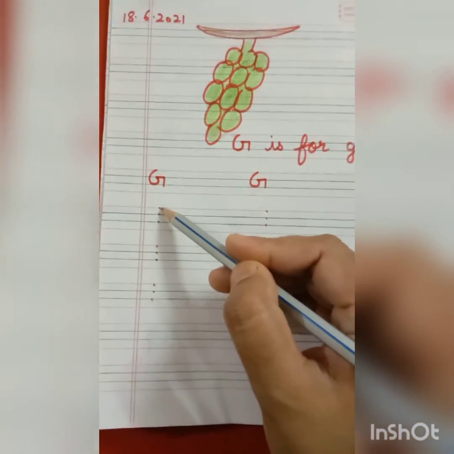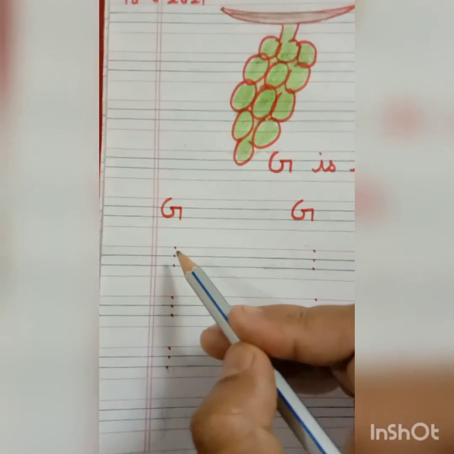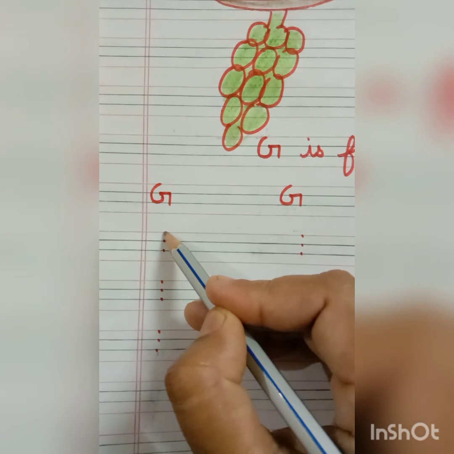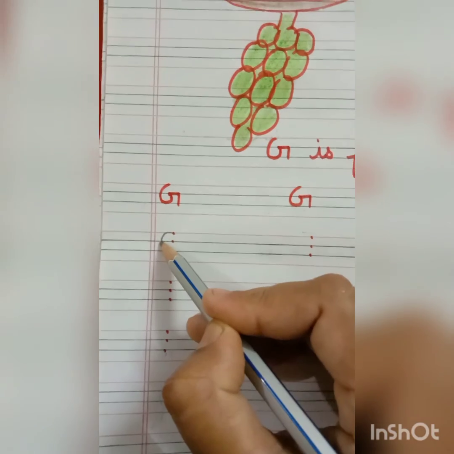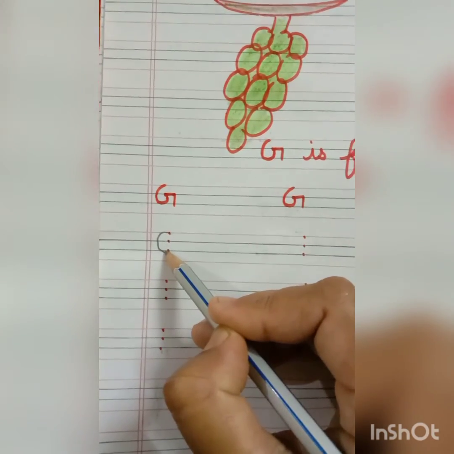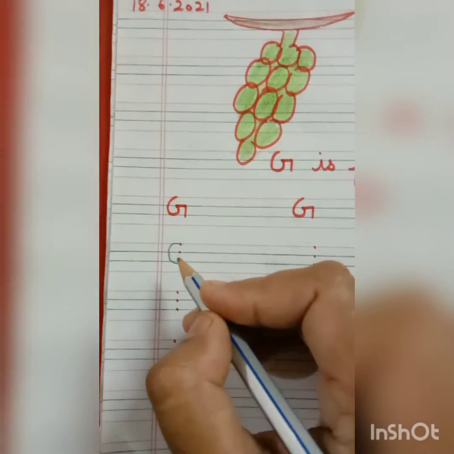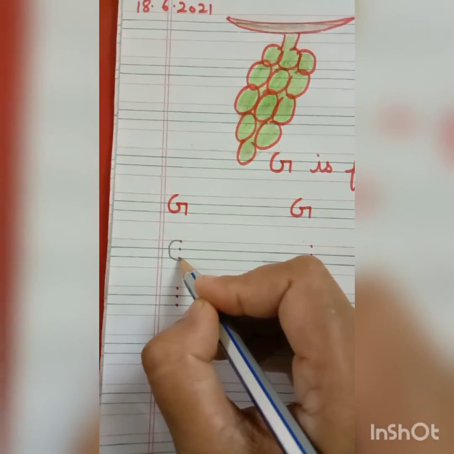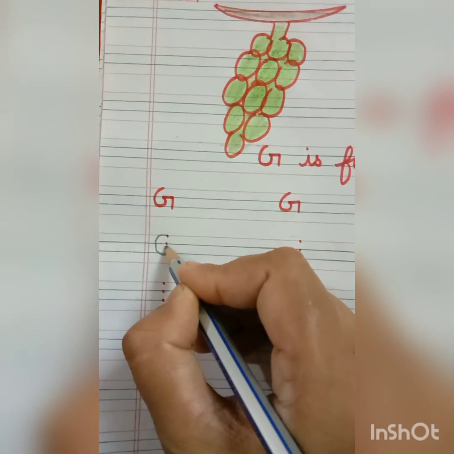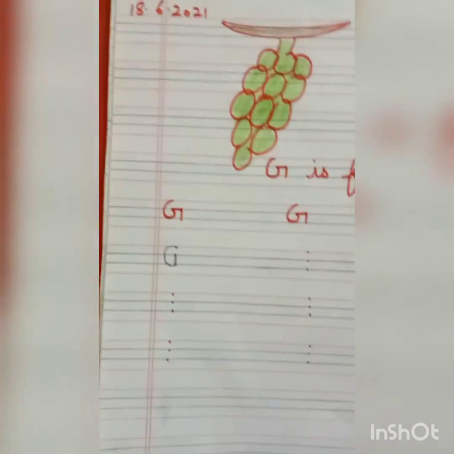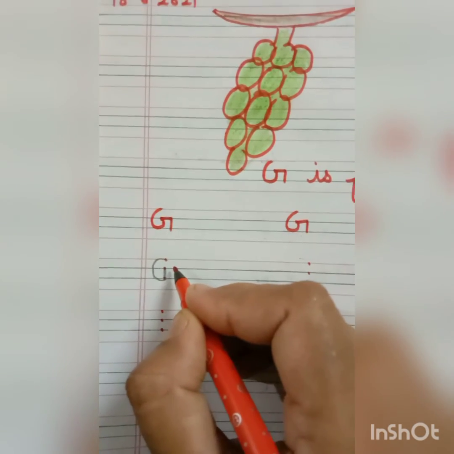First of all, put 3 dots on your notebook. Put your pencil on the top dot and make a half circle and join it with the last dot like this. Now put your pencil on the last dot and join it with the center dot like this. Now put a dot in front of the center dot.